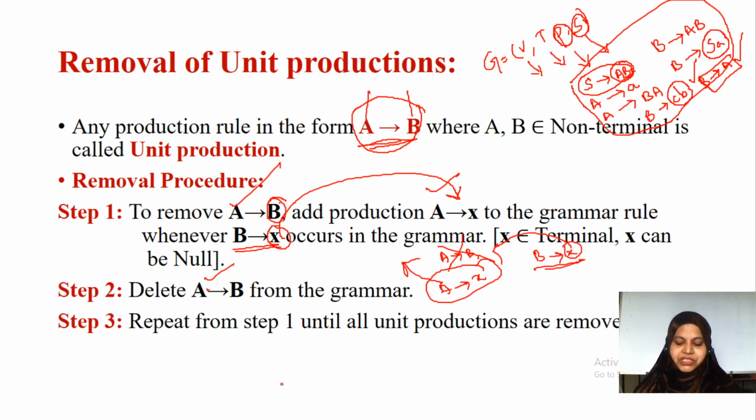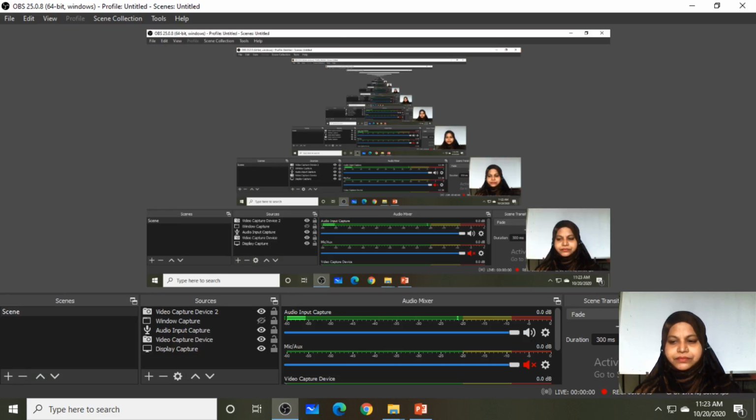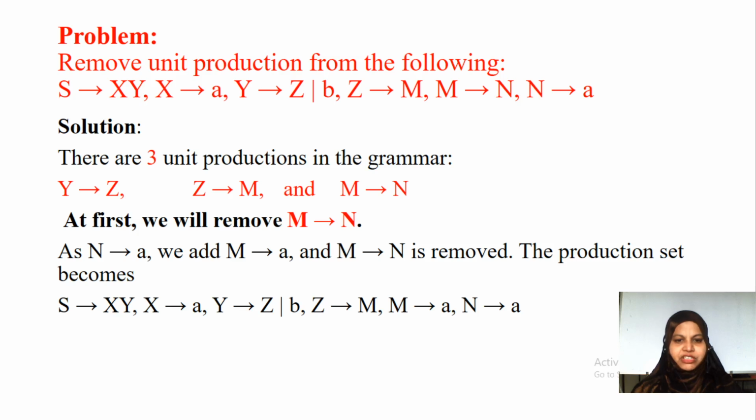This is how we remove the unit production. Unit production means any production having the form A tends to B. Whenever we remove this unit production, we have to add the B productions to A, then delete A tends to B from the given productions, right? This is known as unit production. See here, now we'll solve an example.